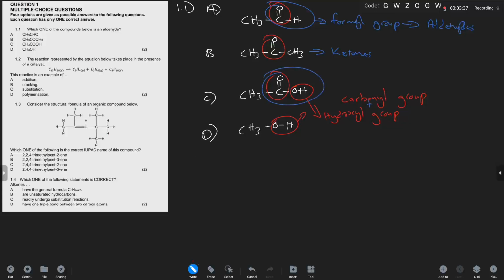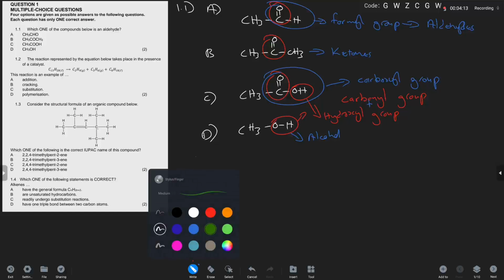And then C, you have a carbonyl group and a hydroxyl group. When you add the two, they give us the carboxyl group, which is a combination of two functional groups. Carboxyl groups are the functional groups for carboxylic acids. So if you have a carboxyl group, then you know that's a carboxylic acid. And then finally, you have D, which is an alcohol. I have already mentioned that. With D, the only functional group that we have is the OH group, which is the hydroxyl group, the functional group of alcohols.